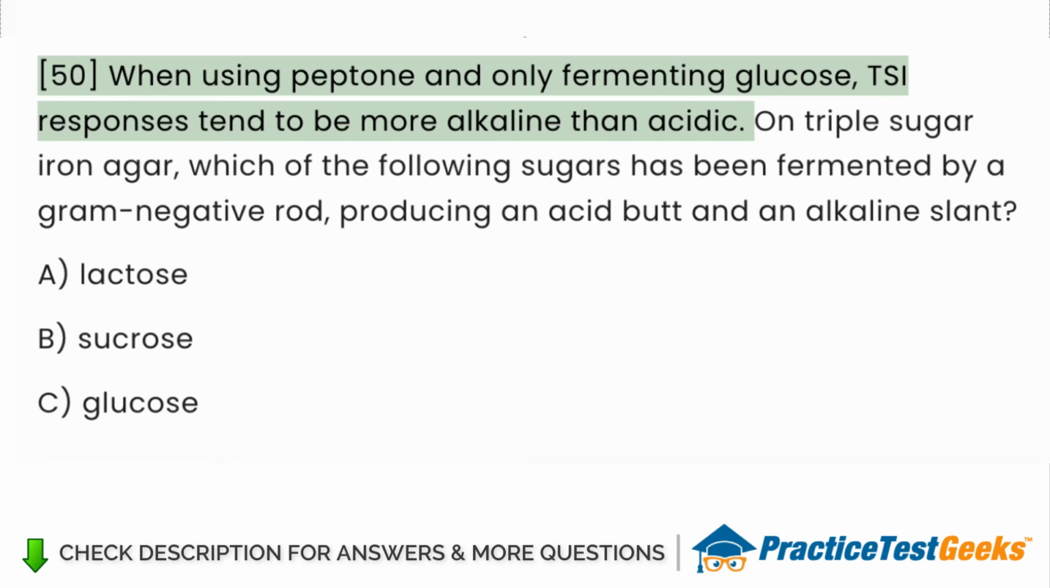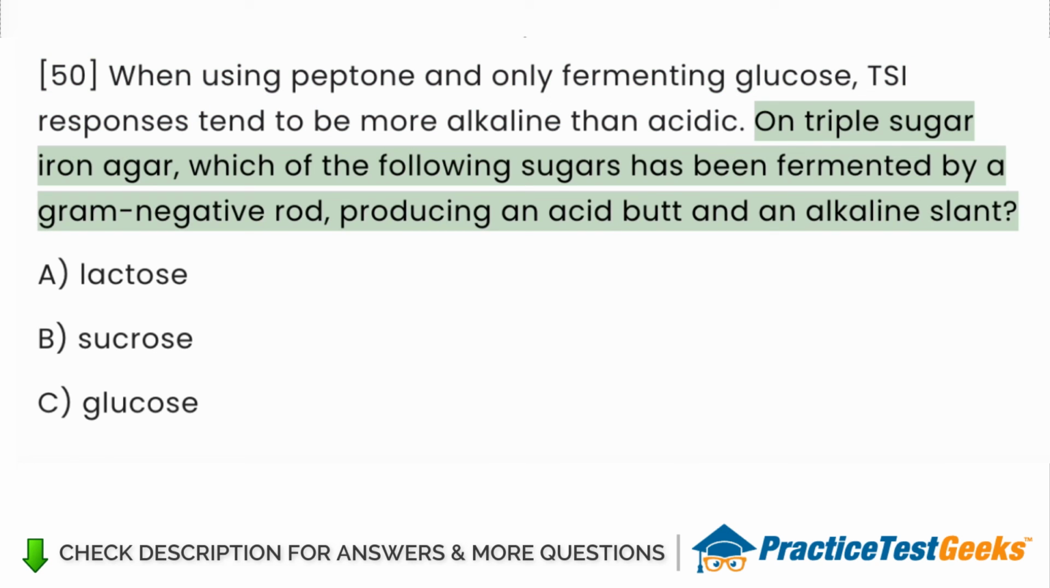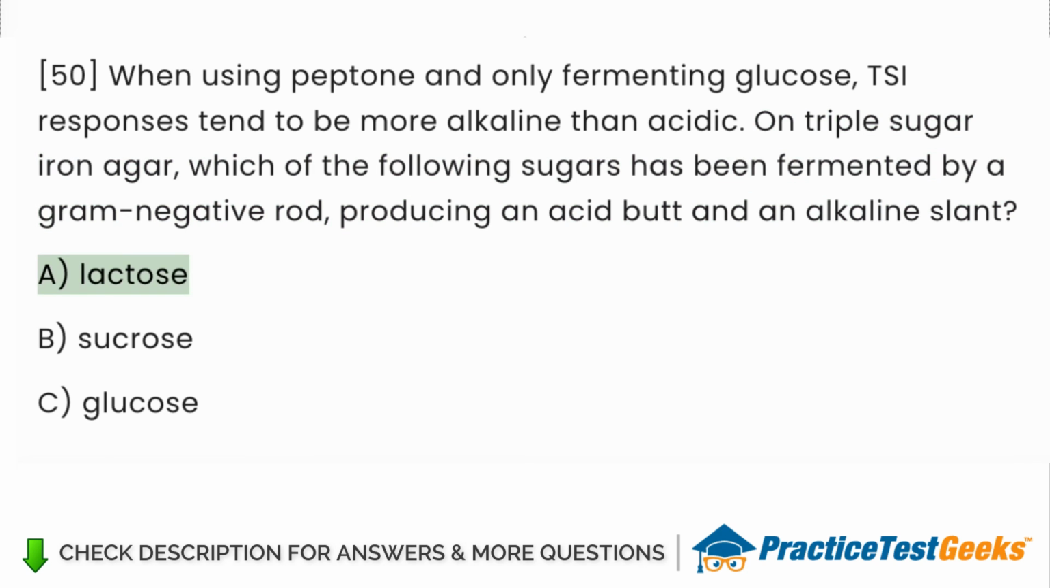When using peptone and only fermenting glucose, TSI responses tend to be more alkaline than acidic. On triple sugar iron agar, which of the following sugars has been fermented by a gram-negative rod, producing an acid butt and an alkaline slant? A. Lactose. B. Sucrose. C. Glucose.